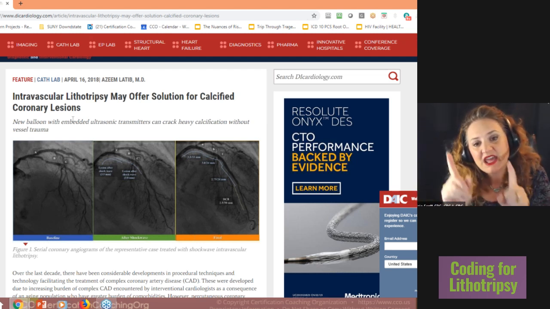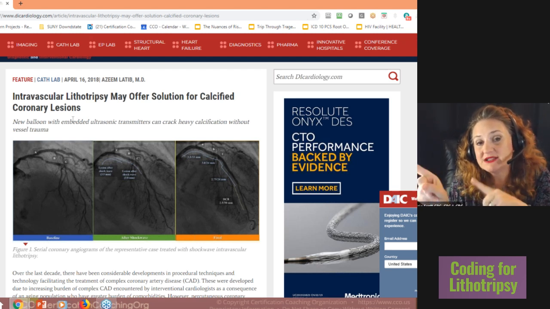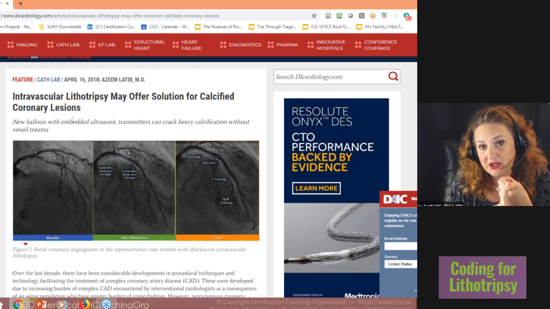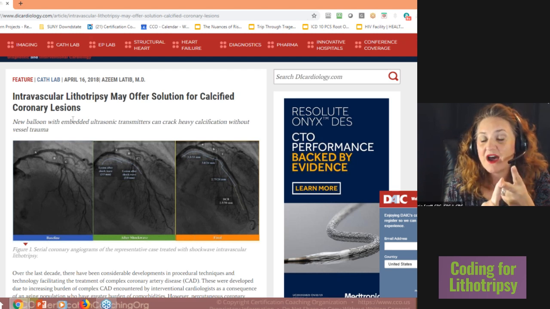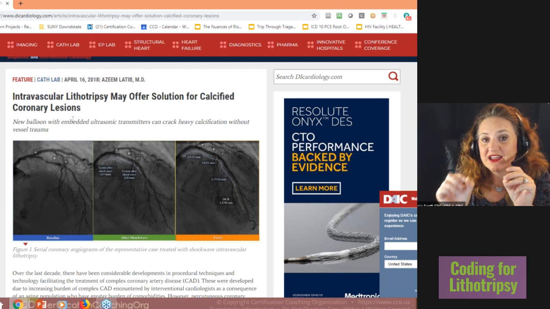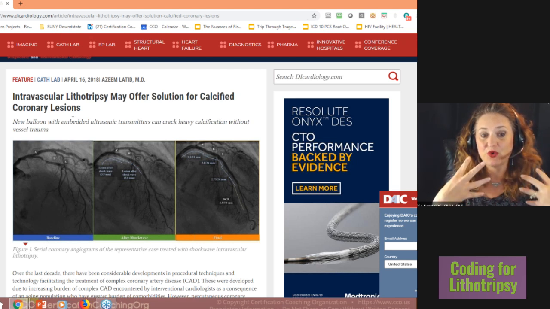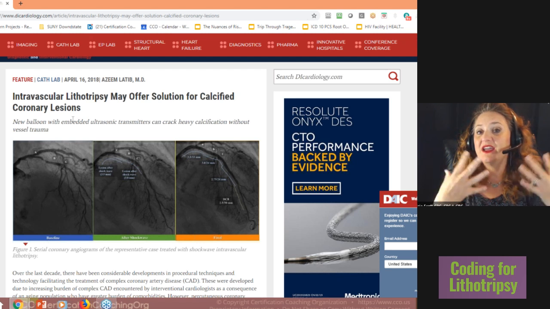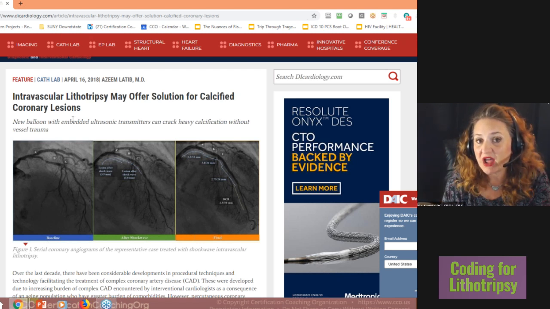The key is, if lithotripsy can bust up a stone in the abdomen, like in a biliary duct, or a kidney in the urinary system, it busts up calcium. If you have calcification in the vascular system, the coronary vascular system, then it should work for that as well, right? Because it obviously busts up calcium.